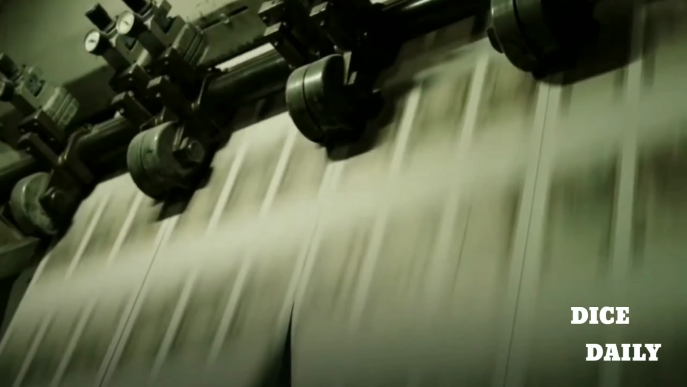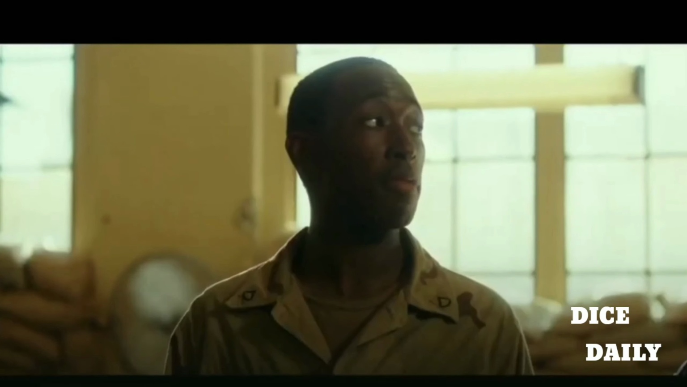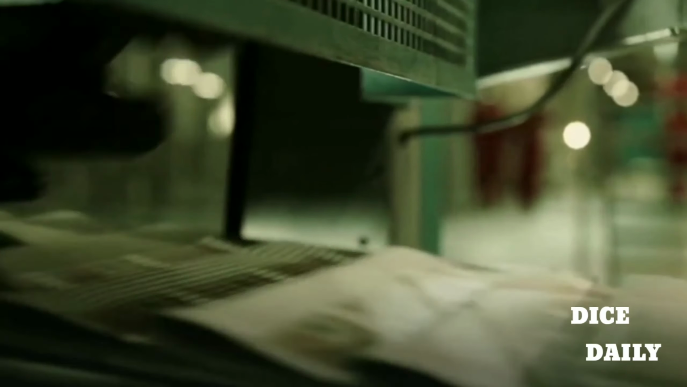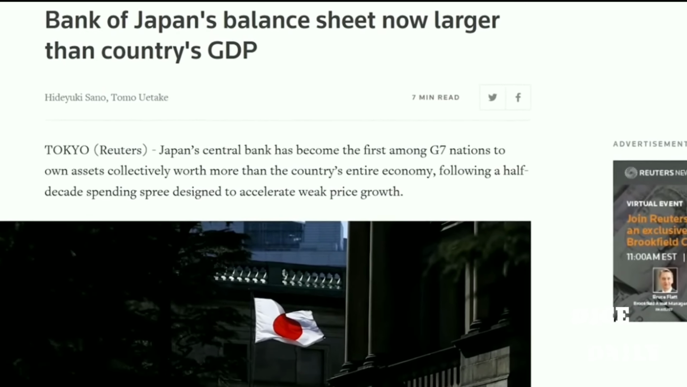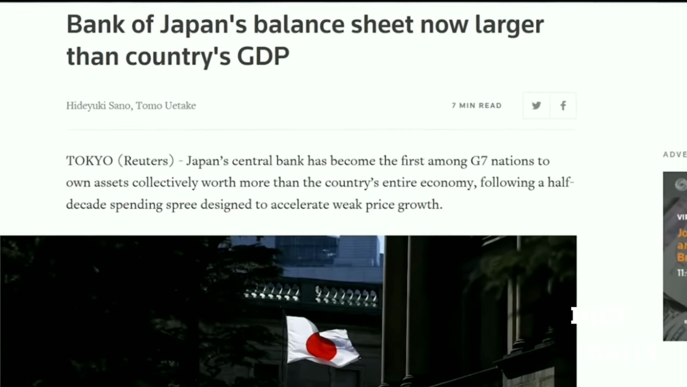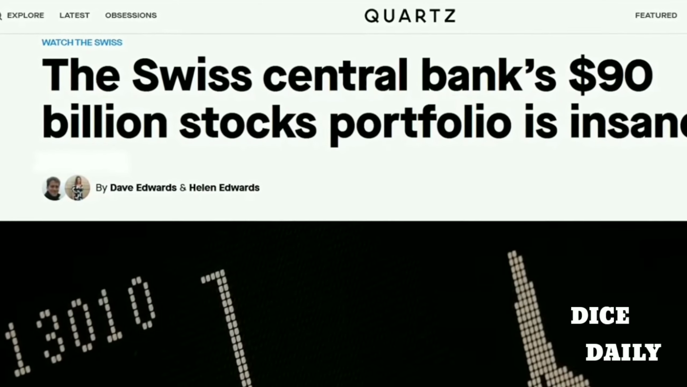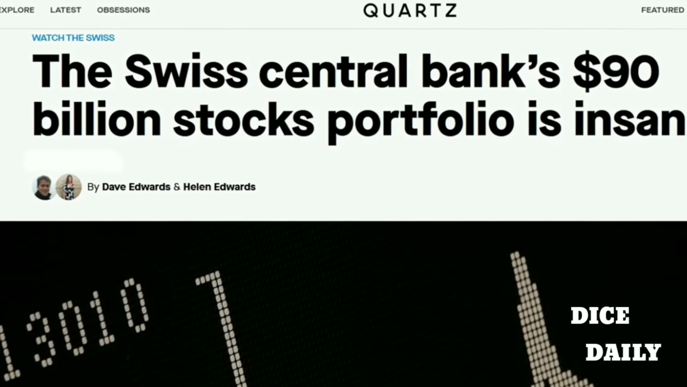The problem we face in today's world is central banks who create money out of nothing, but still have the ability to buy financial assets like bonds and stocks. When central banks buy bonds issued by the government or corporations, they can end up owning all the world's largest financial assets. For example, the balance sheet of the Japanese central bank is bigger than the entire GDP of Japan. The Swiss central bank owns $90 billion in American stocks like Microsoft, Google, Apple, and Amazon.